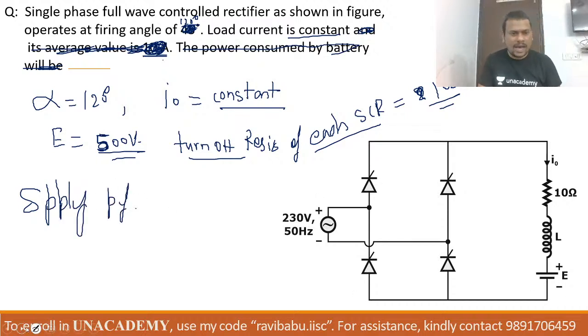Here I want to make one change also for you. Your E polarity is changed: downward is positive and upward is negative, and this is your E. Okay, minus plus. Now tell me the supply power factor. If you have any doubt in the question, please ask me.